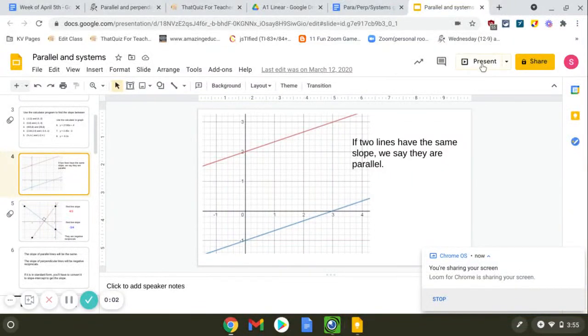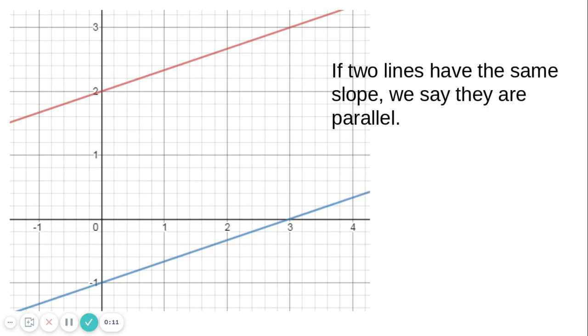All right, so the main idea for this lesson, well, there's two key ideas, but the first key idea is that two lines that have the same slope will always be parallel. It's kind of a no-brainer. You probably already knew that.